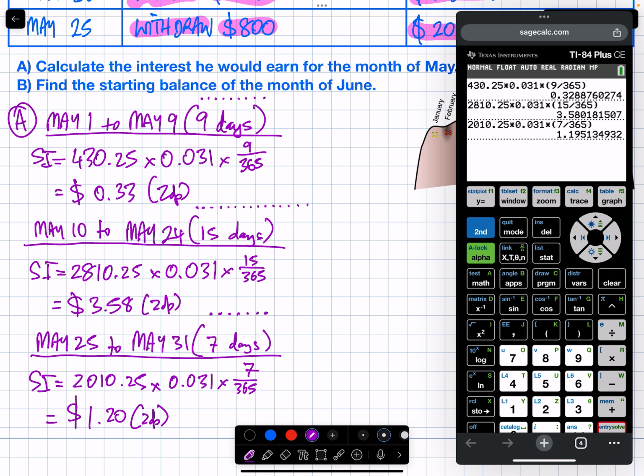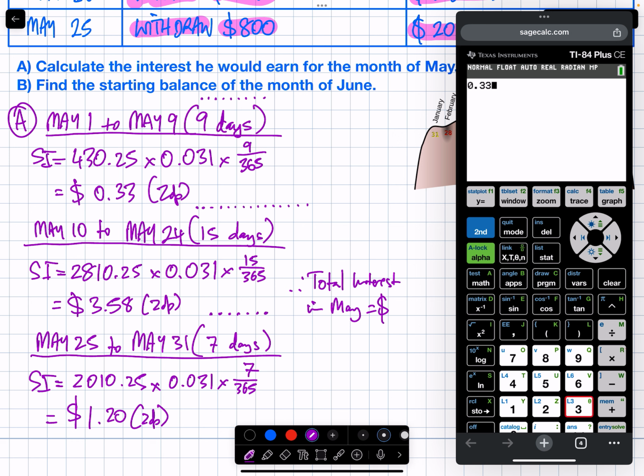Calculate the interest he'd earned for the month of May. So therefore, total interest in May equals 0.33 plus 3.58 plus 1.20, $5.11.